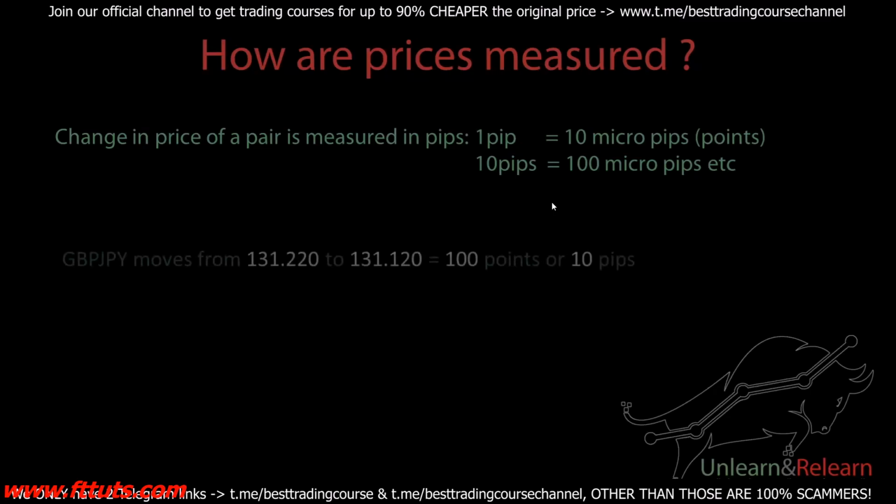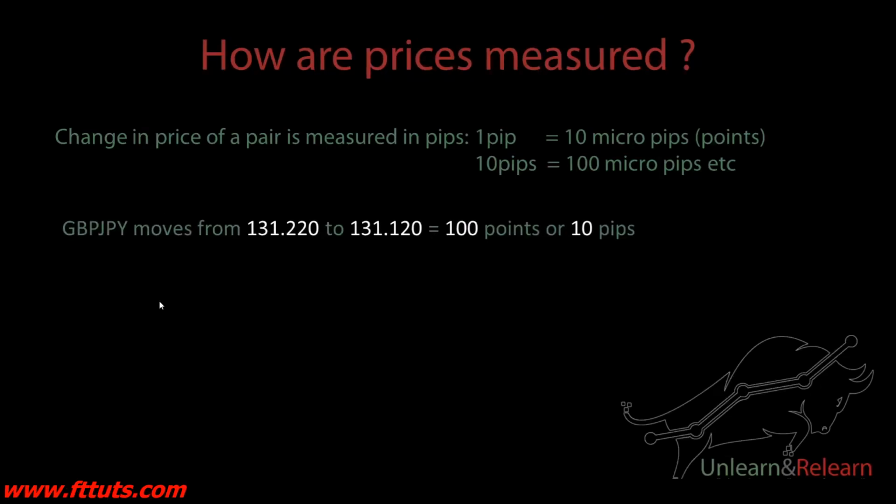Let's say we're talking about GBP/JPY, and for example GBP/JPY moves from 131.220 to 131.120. That's a difference of 100 points, which also means it's a difference of 10 pips. So if you had a buy order at 131.220 and price moved 10 pips below, now you're going to be in negative 10 pips.